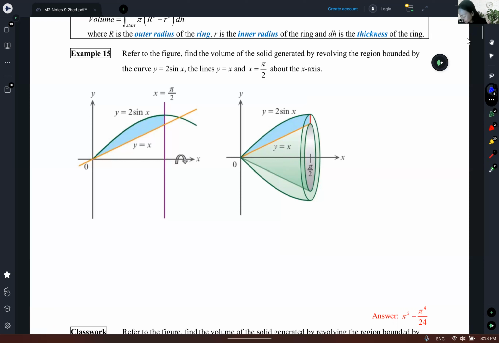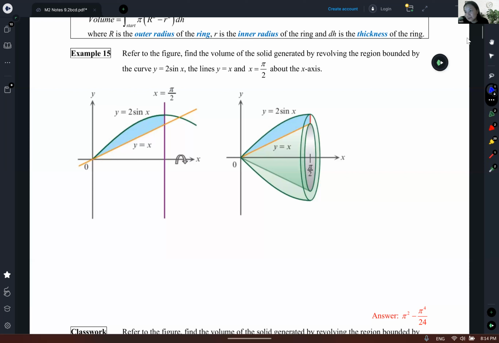Basically, same question, same assumption. It's an area bounded by curves. Now here, this area is bounded by the sine curve, the straight line y equals x, and x equals pi over 2. The bounded region revolves about the x-axis, so the 3D figure can be obtained. I use the example from the textbook because you can see an illustration of this figure.